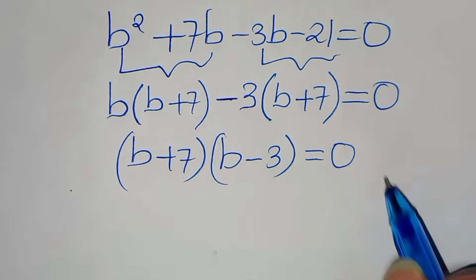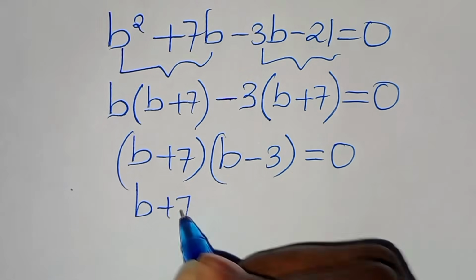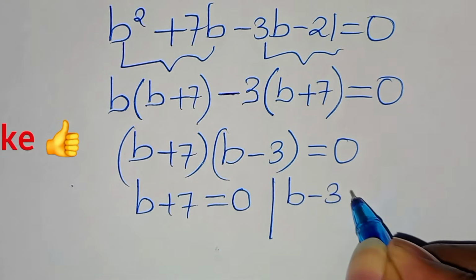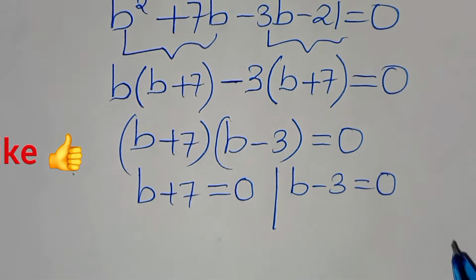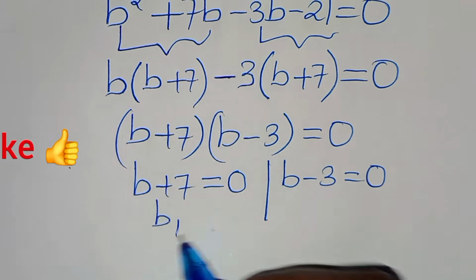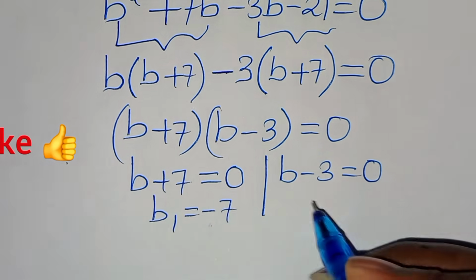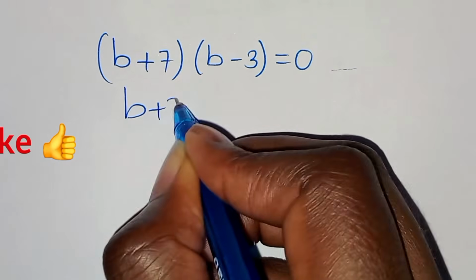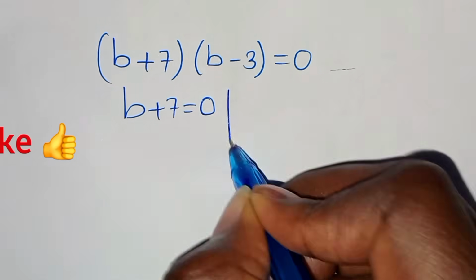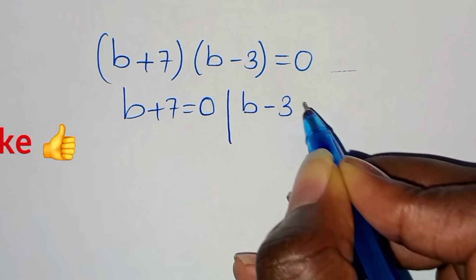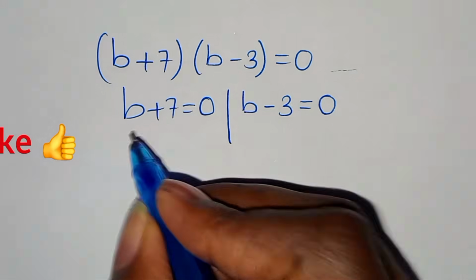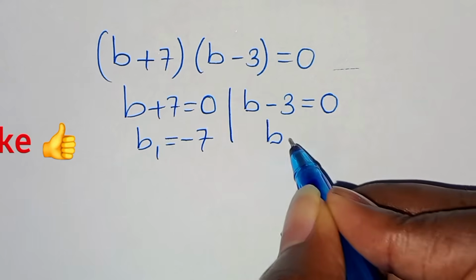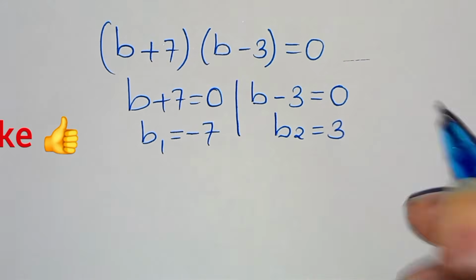We have two parts here. We have that b plus 7 is equal to 0, and we have that b minus 3 is equal to 0. So from the first part here, we have that b1 is equal to minus 7, and that b2, from the second part, is equal to 3.